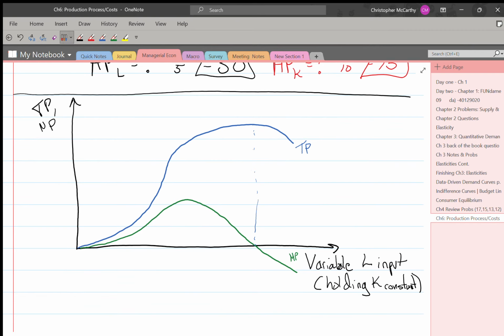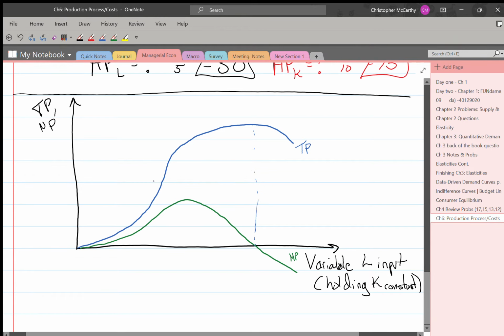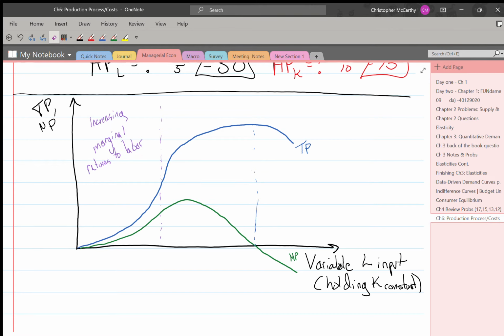Oh yeah, we need to label these parts. So up until this inflection point, where the third derivative turns is 0. So this is increasing. When it's convex, it's increasing marginal returns. Oh, and I drew this. Hold on, I've got to redraw this green one. Marginal returns to labor. It'll be clearer when I redraw the green line.